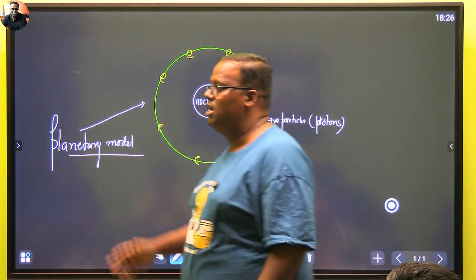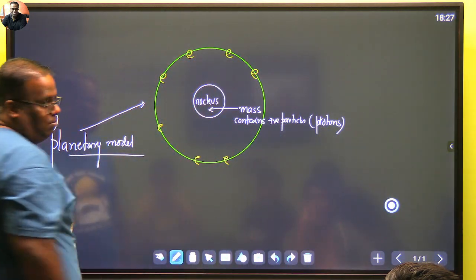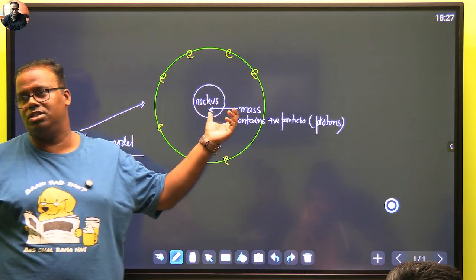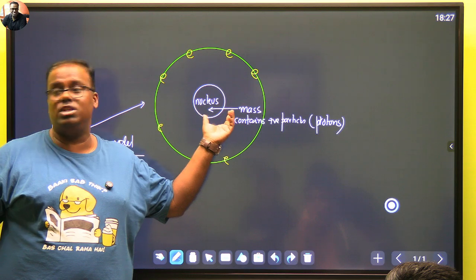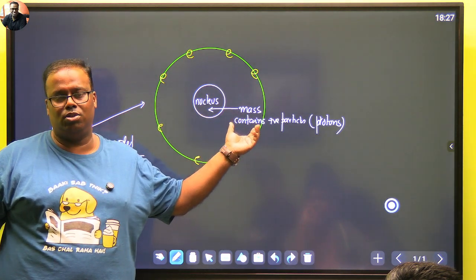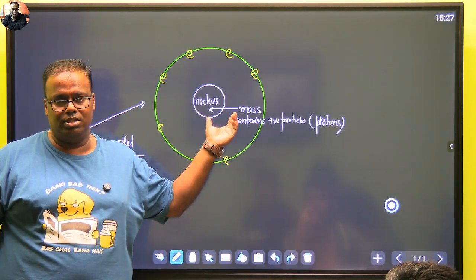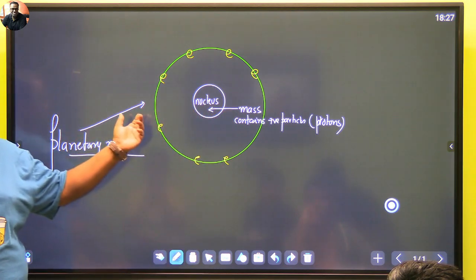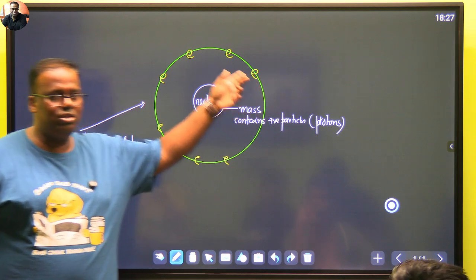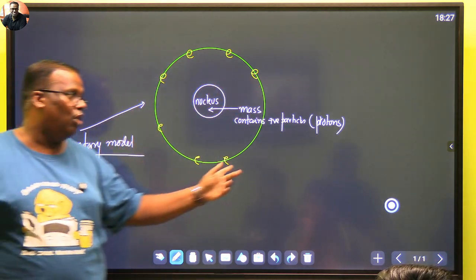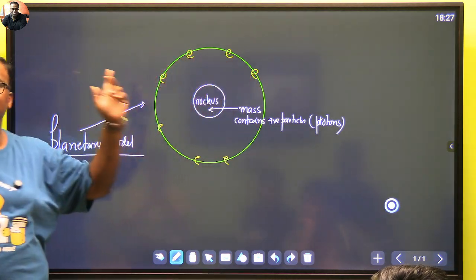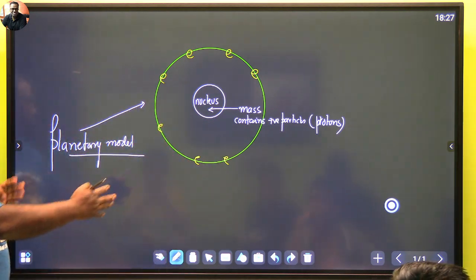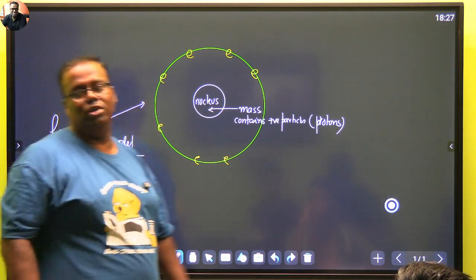What are the findings? Major portion of the atom is empty. The atom comprises of a central core, which is known as the nucleus, which attributes to all the mass, the entire mass is attributed to the nucleus. The nucleus contains the positively charged particles, which are called protons, and electrons keep orbiting this nucleus just as planets orbit the sun. That's why this model was known as the planetary model of the atom.